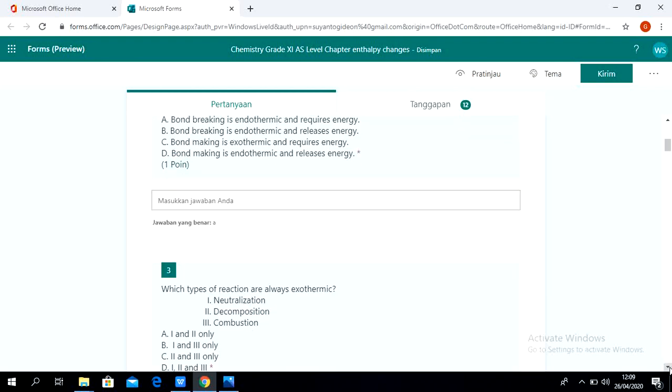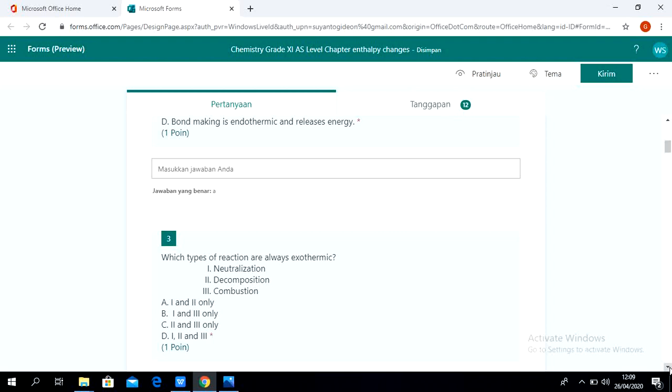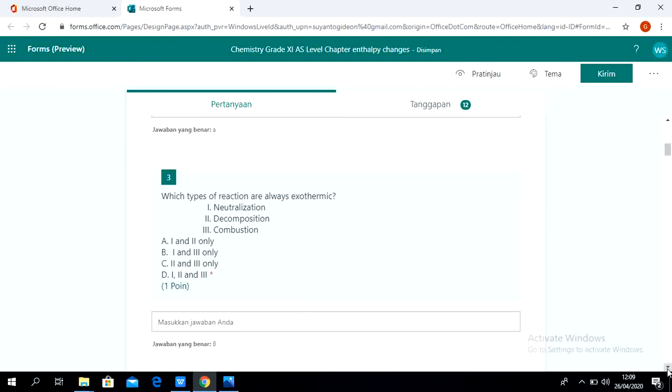Okay. Next question, which types of reaction are always exothermic? Neutralization is exothermic. Why? Because heat energy is given out. And in decomposition, energy is given in, or called endothermic. While the last, combustion, is energy given out, exothermic.